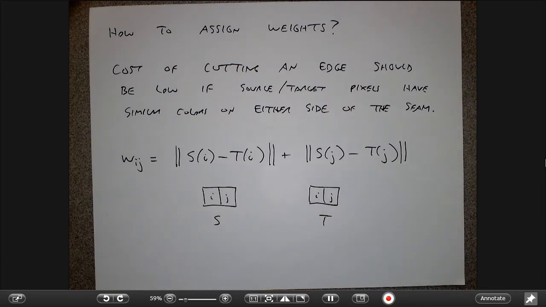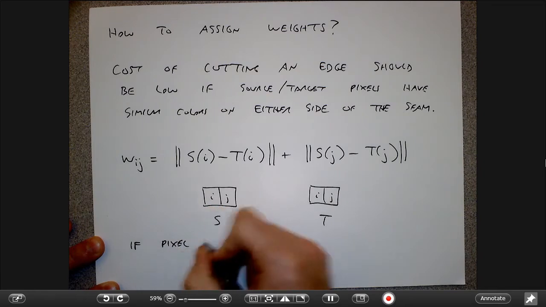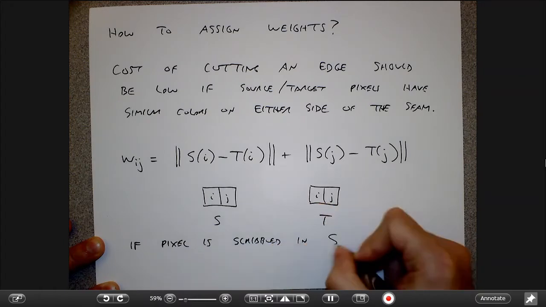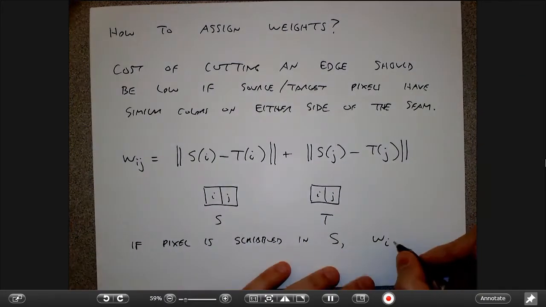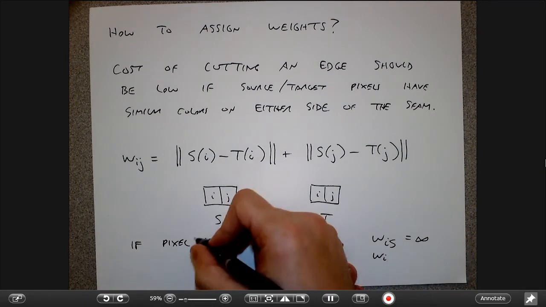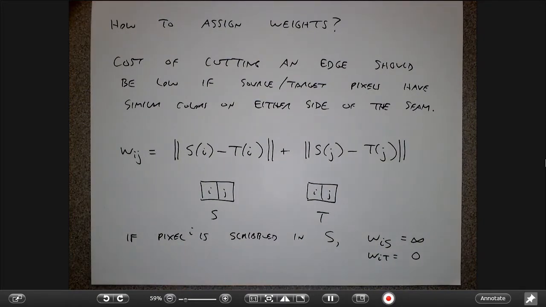So another thing that I could do is, let me also say that if a pixel is scribbled in S, then basically I should say that the weight from that pixel to the source is infinity, and the weight from that pixel to the target is 0, and vice versa, right? So again, the user scribbles to guide the algorithm, and those scribbles basically say, okay, these pixels are infinitely expensive to cut, so the graph cut will never pass through them. I will always sever those pixels from the opposite terminal, right?